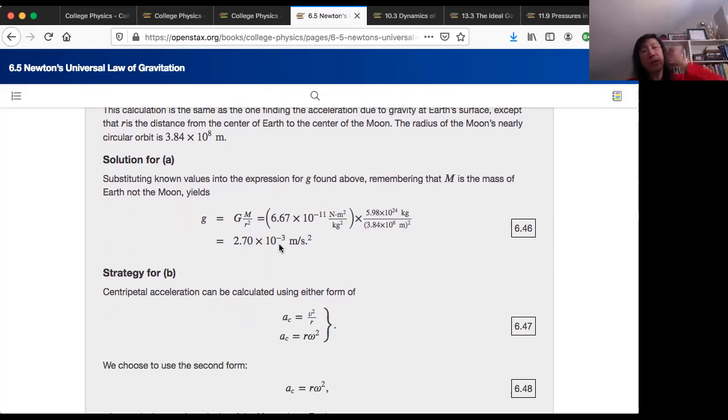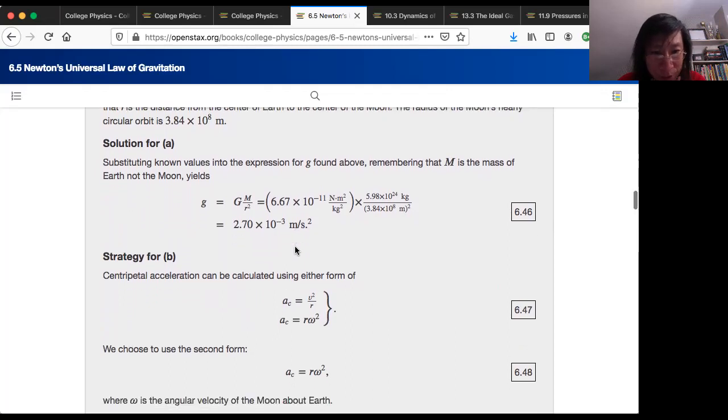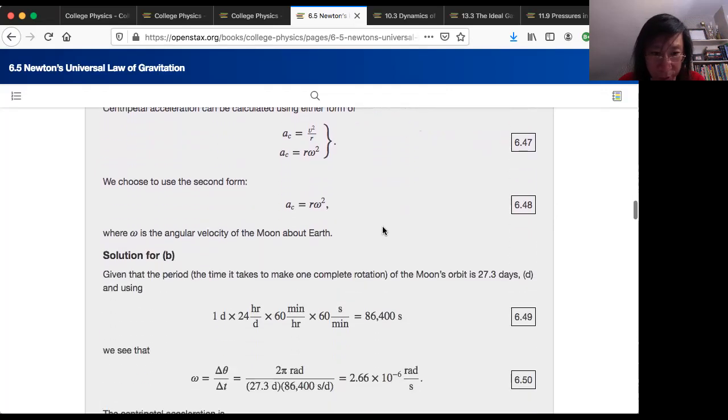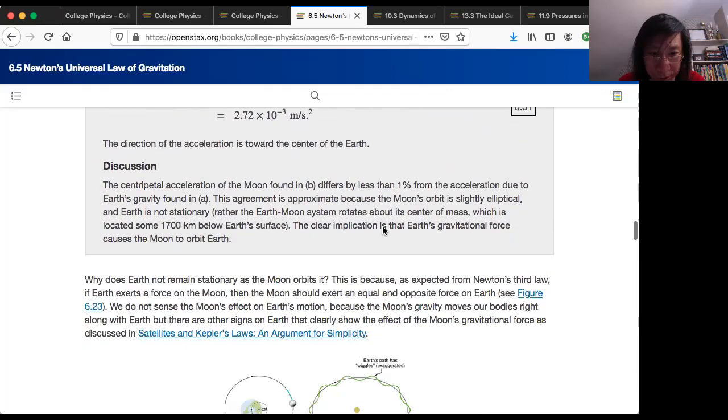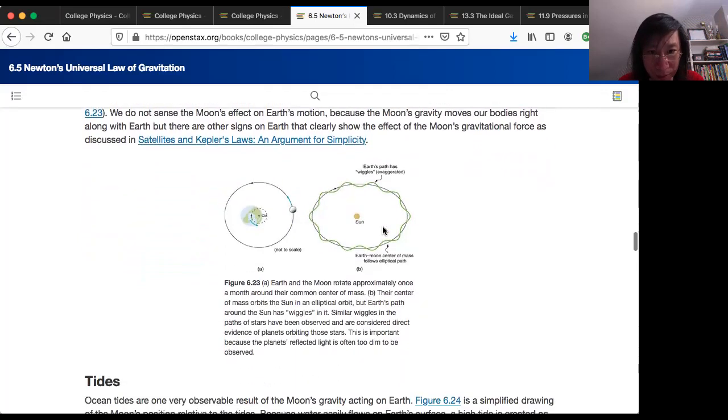The restoring acceleration is less than 3/1000th of a meter per second squared. But because the mass is so large, the actual total force is gigantic. I mean, that's amazing, right?